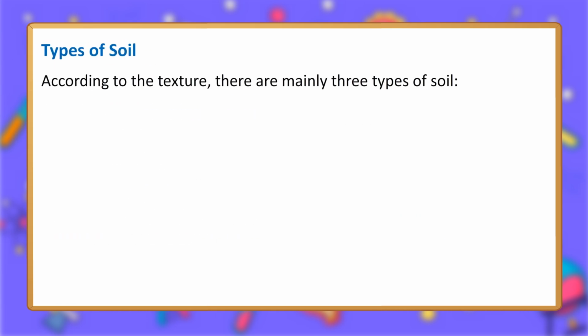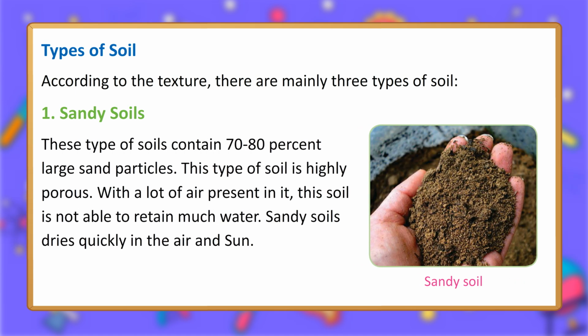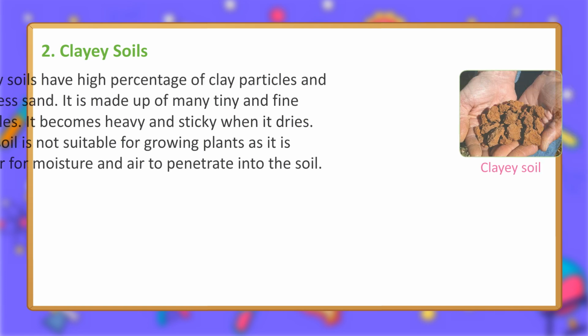Types of soil. According to the texture, there are mainly three types of soil. 1. Sandy soils. This type of soil contains 70 to 80% large sand particles. This type of soil is highly porous. With a lot of air present in it, this soil is not able to retain much water. Sandy soil dries quickly in the air and sun.